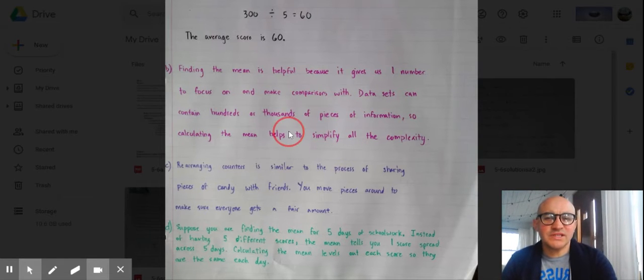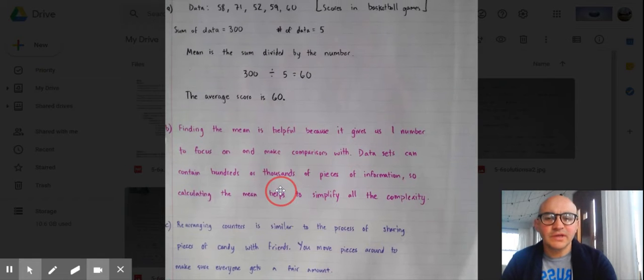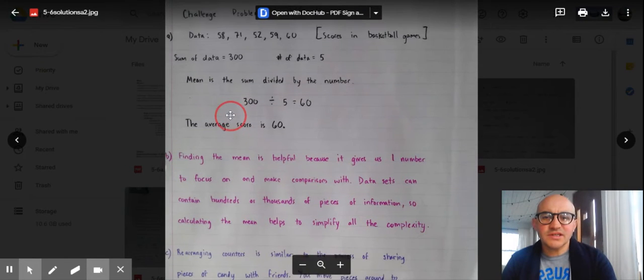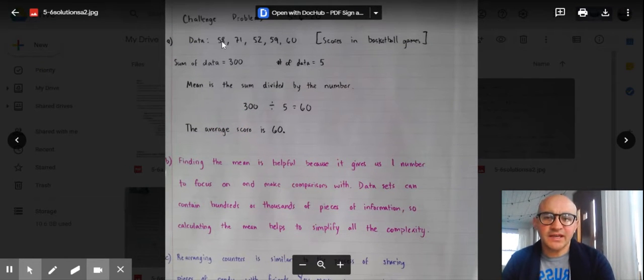And actually, to explain this, since I've got my paper up here, what I mean is, if I'm looking at this data and I'm going, okay, on Monday they scored 58 points, Tuesday they scored 71 points, Wednesday 52 points, Thursday 59 points, and Friday 60 points. And my brain is like, how are they doing as a team? Are they doing well? Are they not doing well? It's hard to know when you see these numbers change so much from one day to the next.